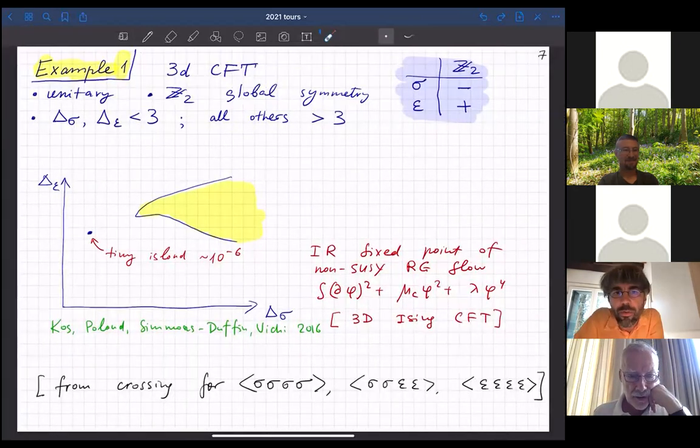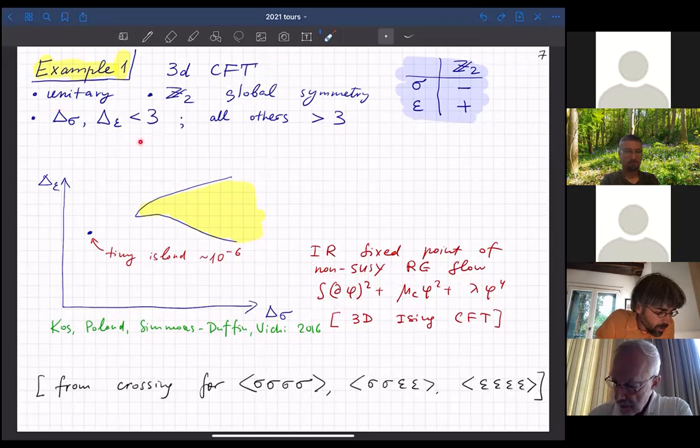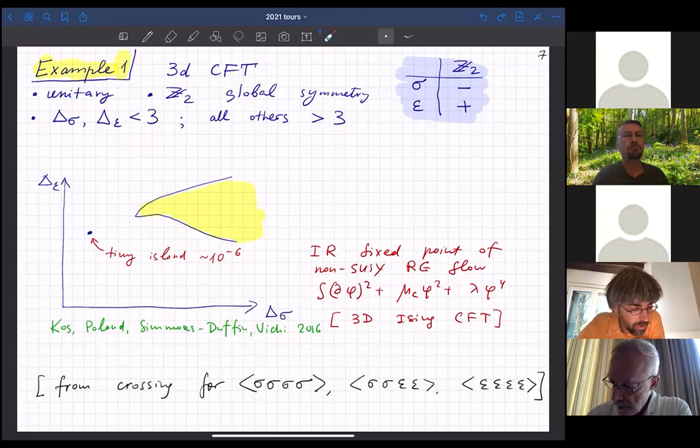So let me show you a few examples of these interesting things that can be done using this strategy. The first example is what happens if you take a three-dimensional conformal field theory and you impose several constraints such as unitarity, Z2 global symmetry, and you assume that there are only two relevant scalar operators, which you call sigma and epsilon, with these quantum numbers. Sigma is Z2 odd and epsilon is Z2 even. So all other scalars have scaling dimension larger than 3. And then you ask, which values of delta sigma and delta epsilon are consistent with crossing?